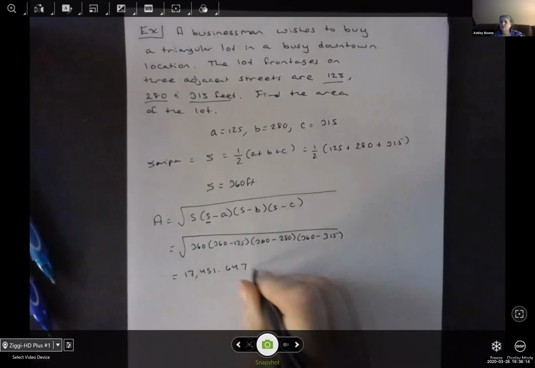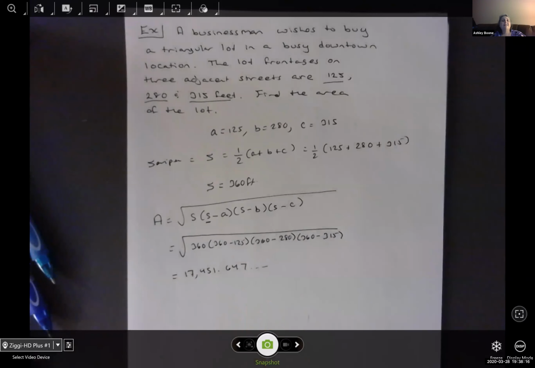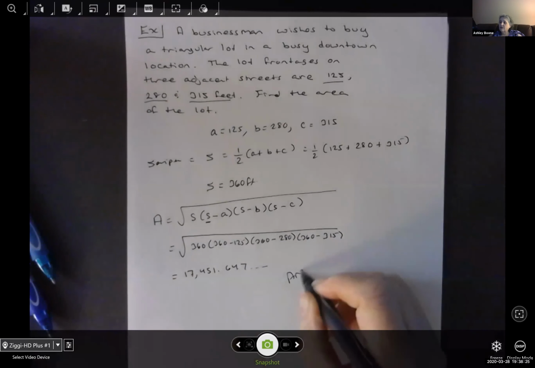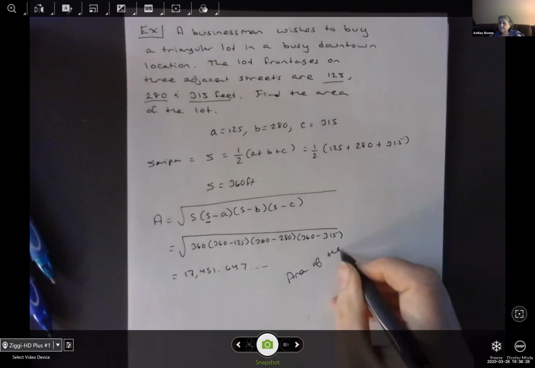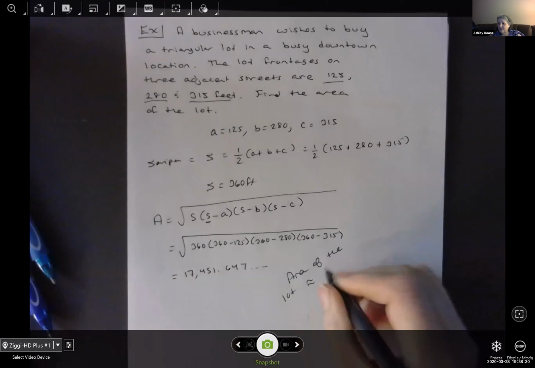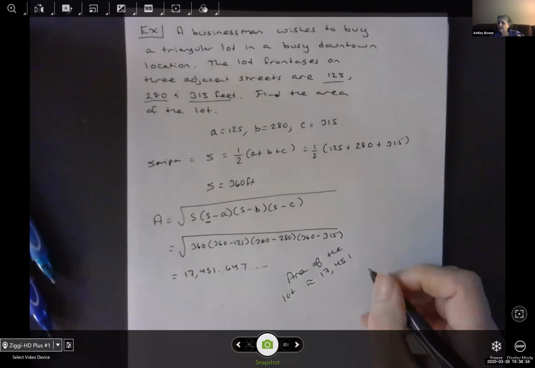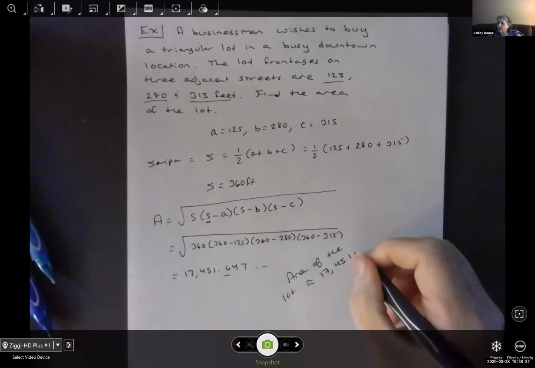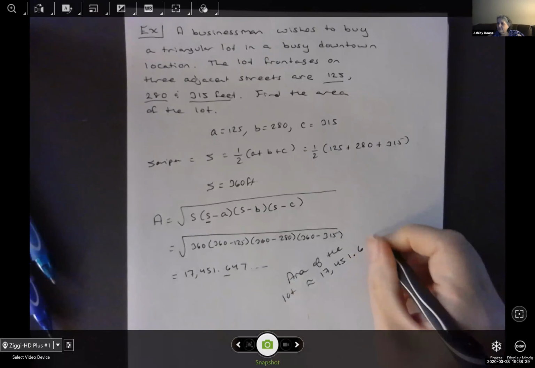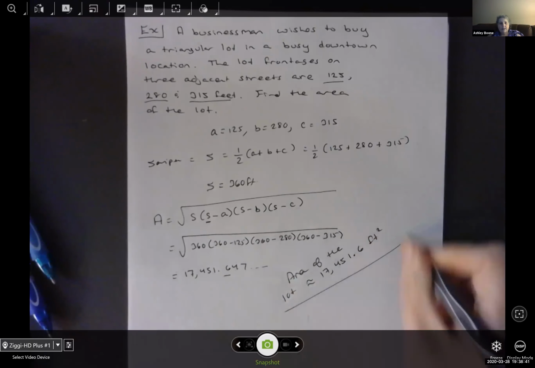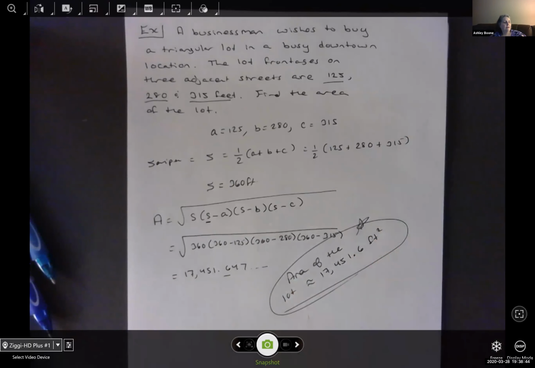This is 17,451.647, goes on forever. We're looking at the area of the lot. The sides are in feet. Area is always square units. So the area of the lot is approximately 17,451.6 square feet, going to the tenth. Okay, that's the area of our lot. And so that uses Heron's formula.